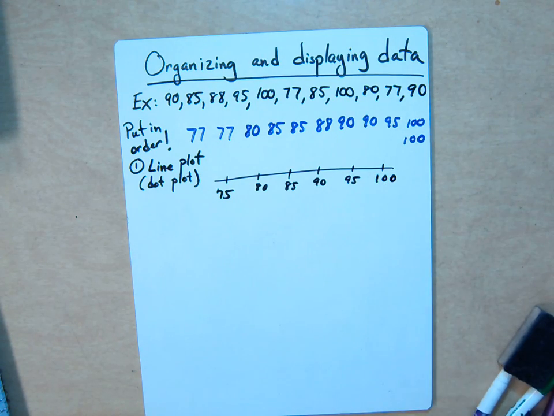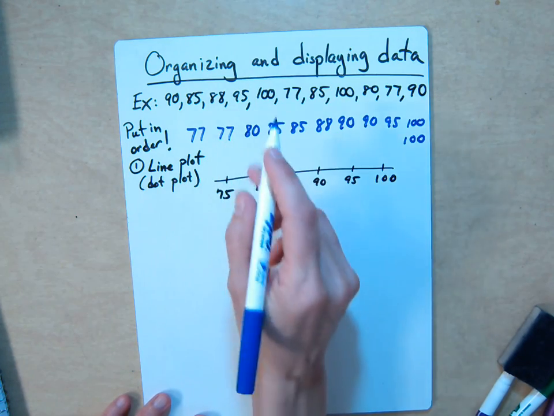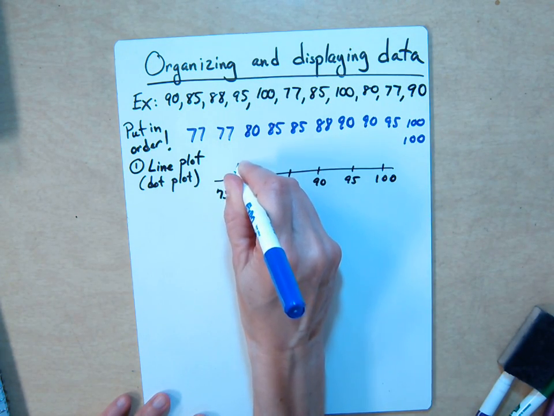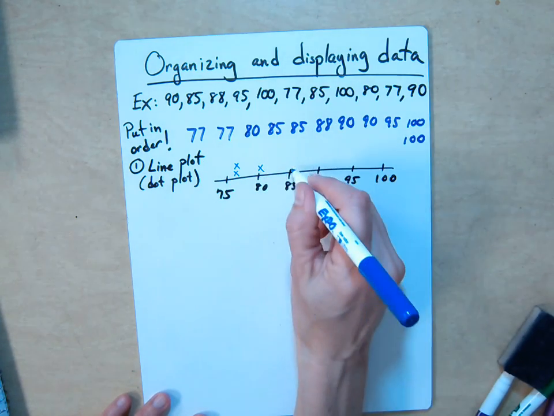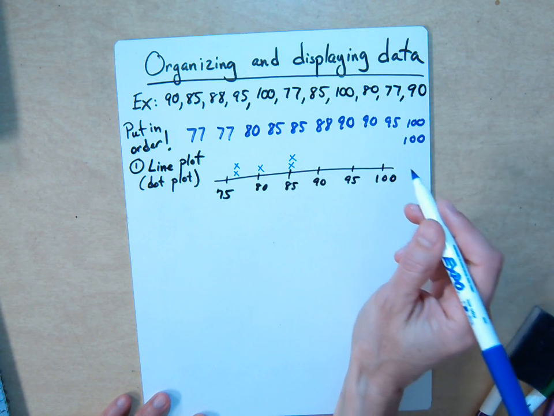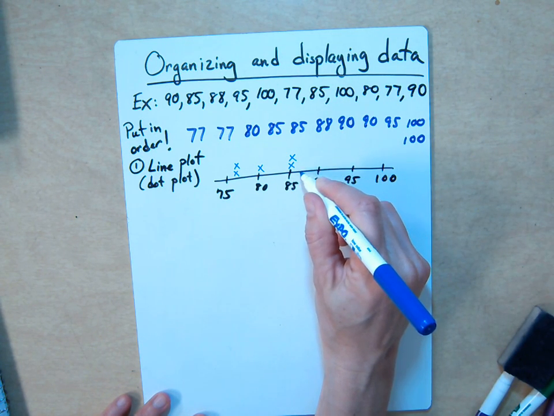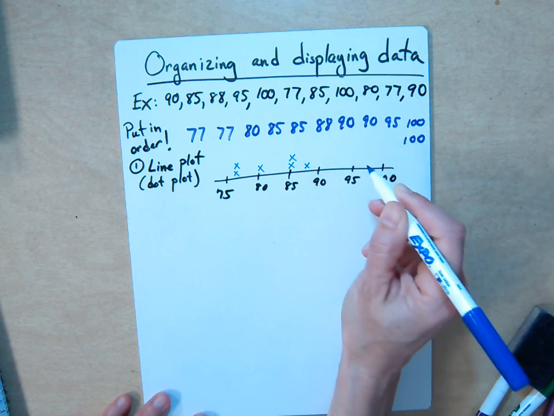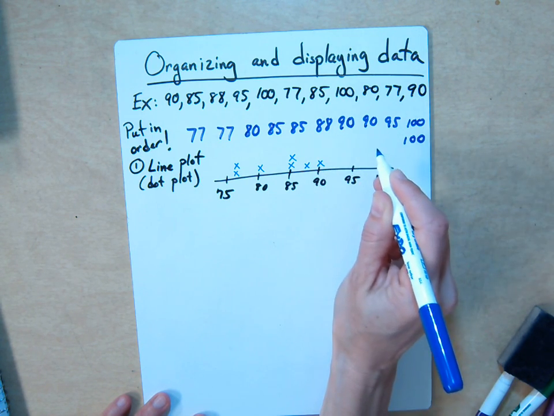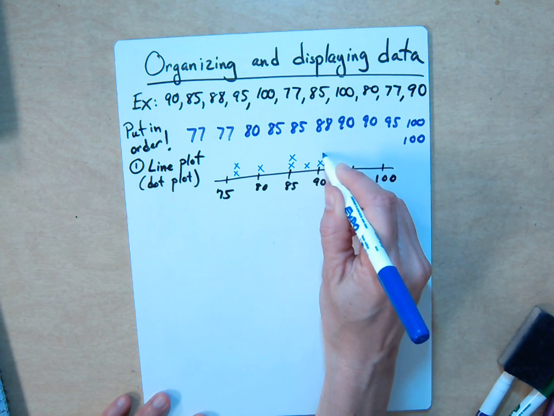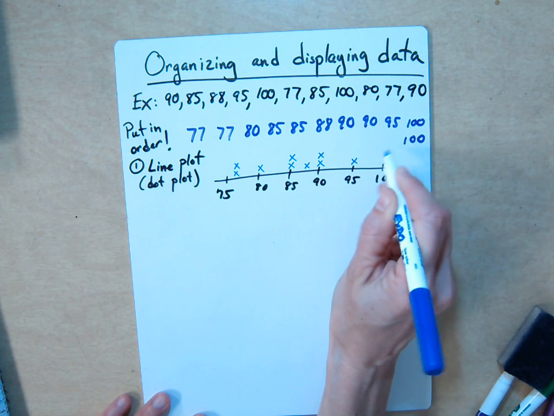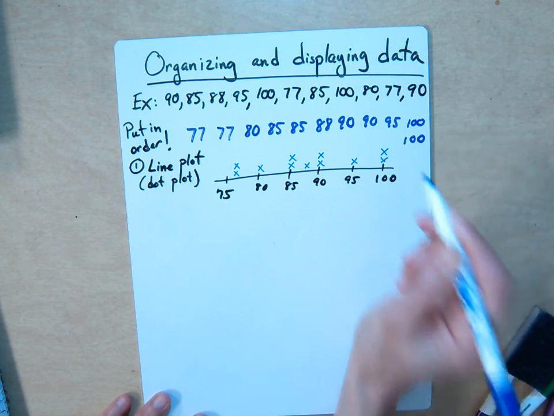And then you want a different way of looking at this data, so you put a dot wherever you have a data point, a dot or an X. So we have two 77s, so I'd go like that, two of those. I've got an 80, so I put an X there. I've got two 85s. I've got an 88, which is 85, 86 is roughly here, doesn't matter exactly. A 90. Do I have two 90s? Yes, two 90s. 95 and two 100s. Okay.